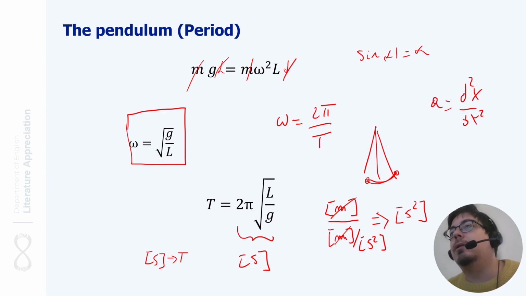We have a solution for the equation of motion, which is a harmonic oscillation for small angles, with some approximation, of course. No friction, no air resistance, and as I said, small angles. Okay, I think this is enough for the pendulum with small oscillation.